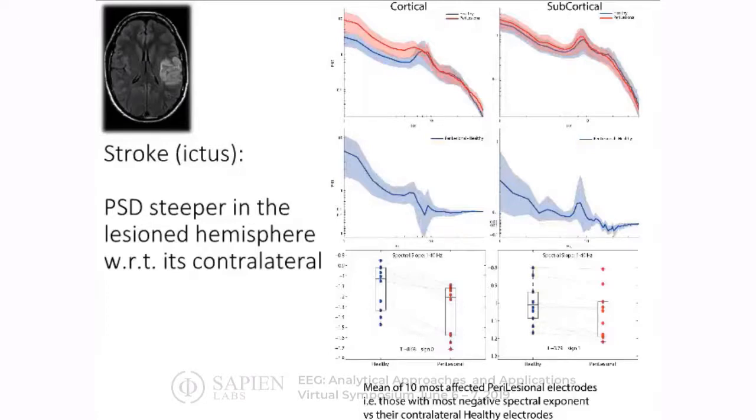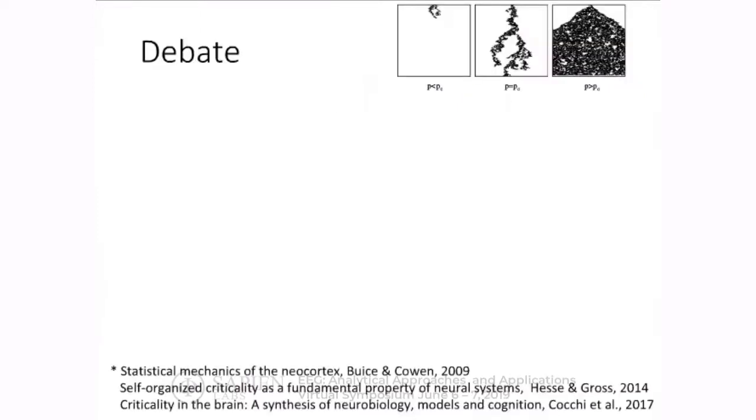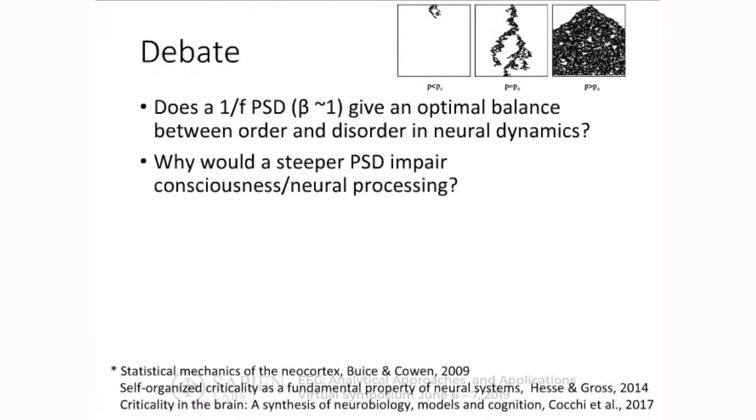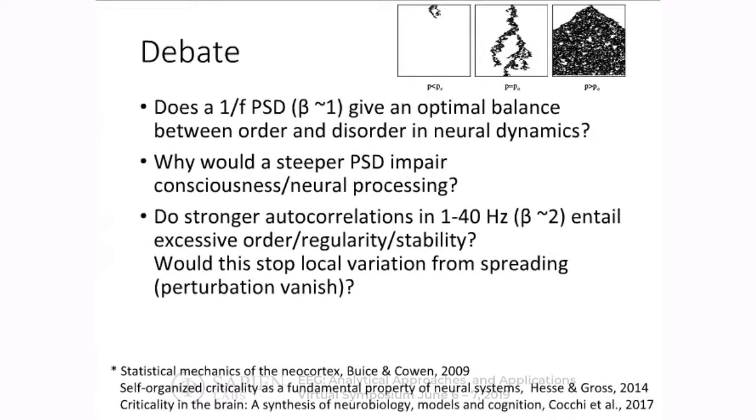So this is just to say that the PSD slope is related somewhat to how affected the neural tissue generating oscillation is. And this is pretty much it. Just briefly, the open questions: does the 1/f signature show that there is an optimal balance between order and disorder in neural dynamics? This is a provocative question. Why would a steeper PSD impair consciousness?